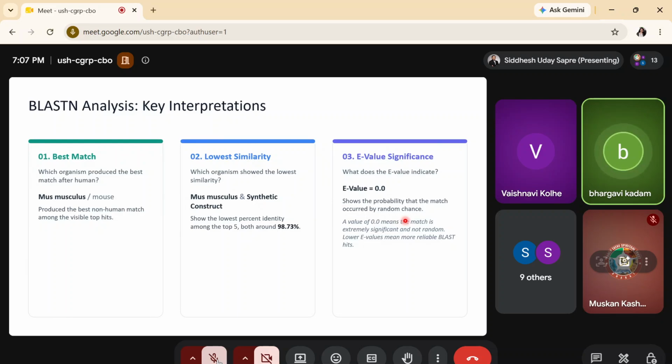The best match, from the class we got to know, was Mus musculus, which is mouse, and its e-value was 0.0. So overall, the BLAST analysis confirmed that we selected the correct TP53 gene sequence and demonstrated that this gene is highly conserved. It has very few mutations in evolution. Yeah, that's it from me.